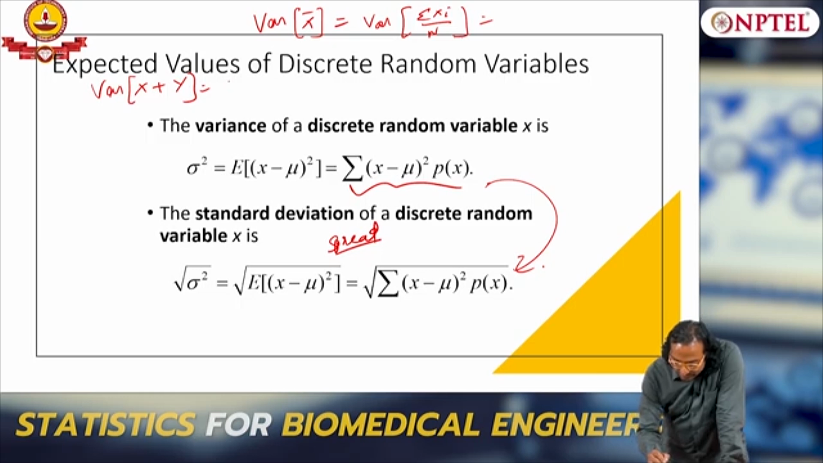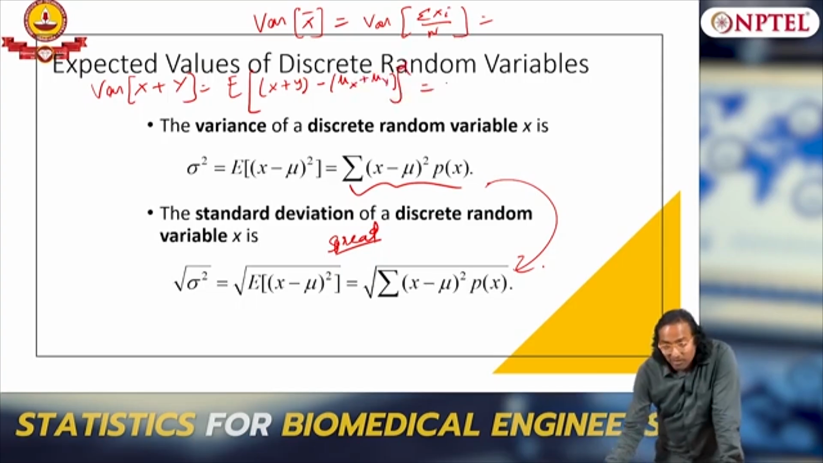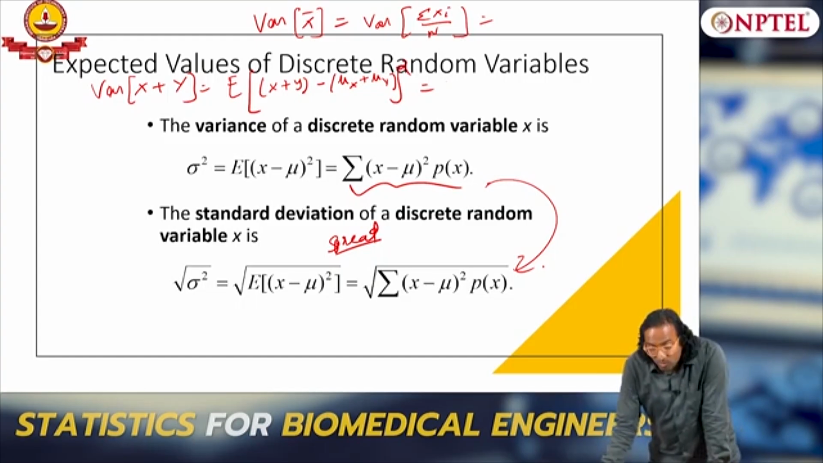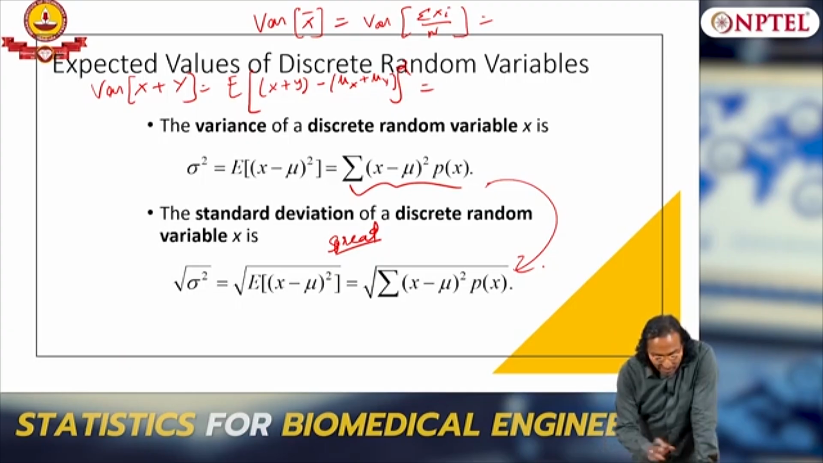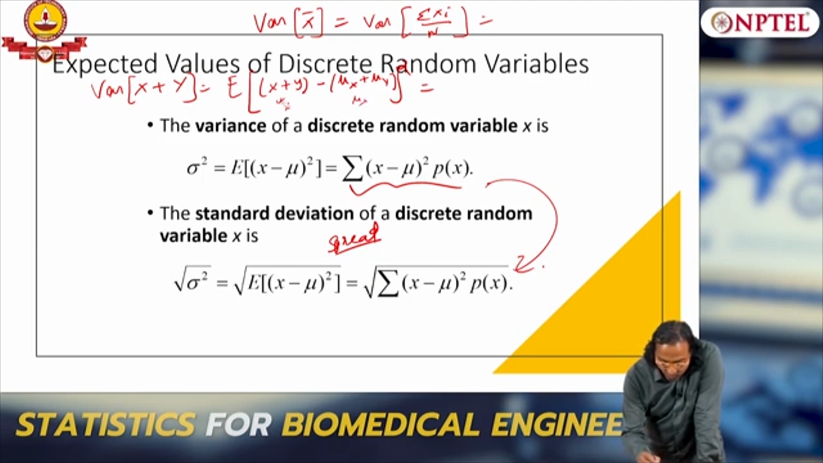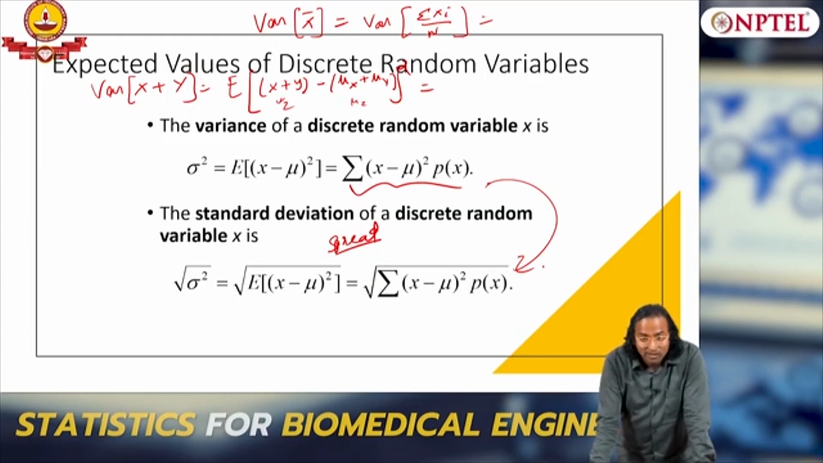How do I do this? Expectation of x plus y minus what? Mu x, right? Yes or no? Agreed? So, this is quantity x, this is mu x, or call this z, mu z, a minus b the whole squared, right. So what is this going to be?